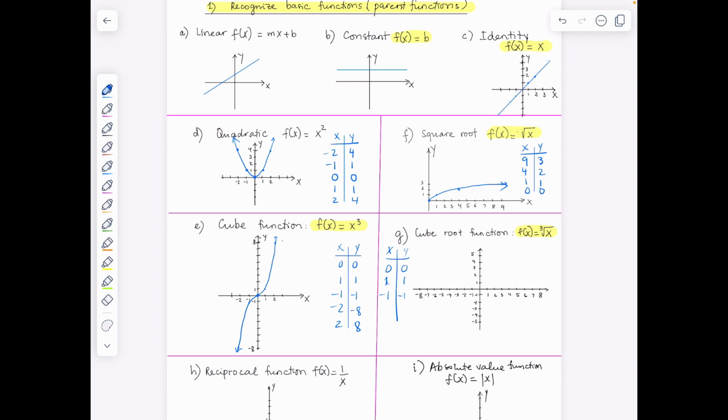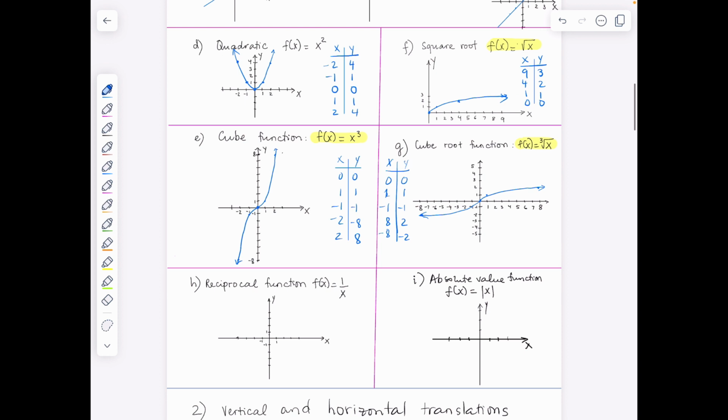And then if x is 8, the cube root of 8 is 2. It could also be -8, and the cube root of -8 will give you -2. So our graph will look like this. Okay, and then we have this graph here. Now notice that the cube root function looks somewhat like the cube function, except that it is now turned sideways.